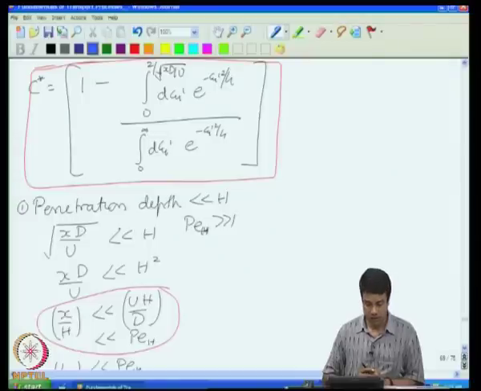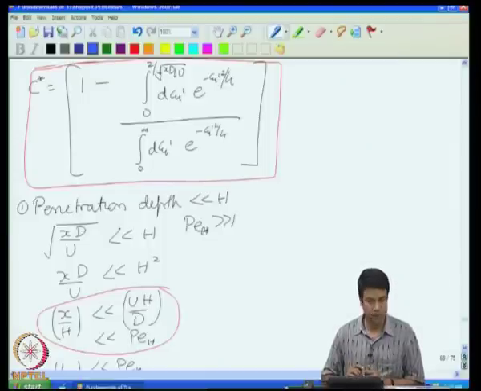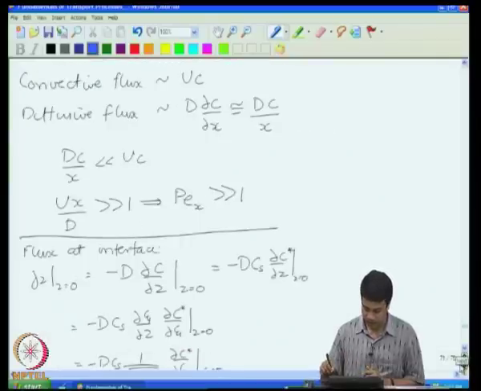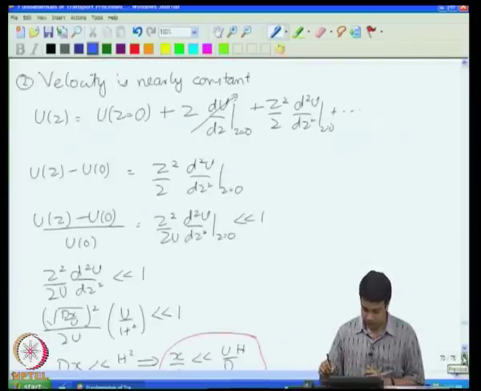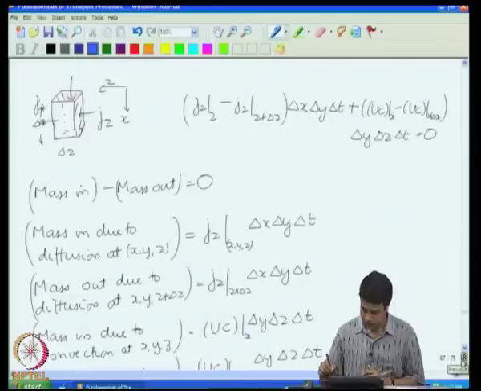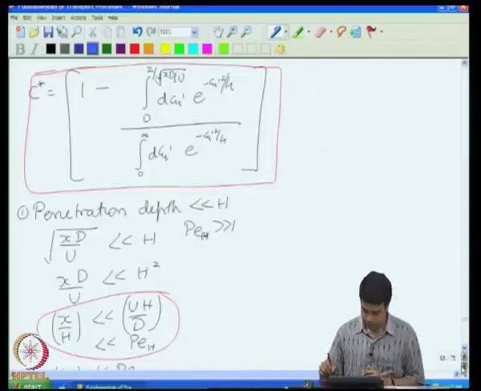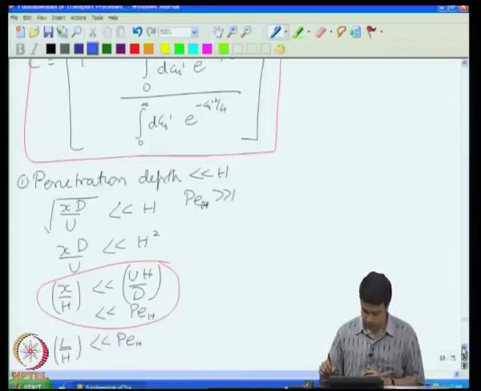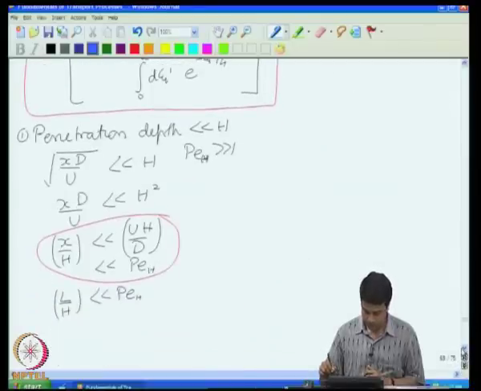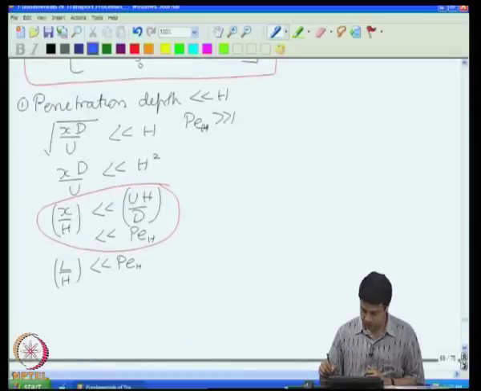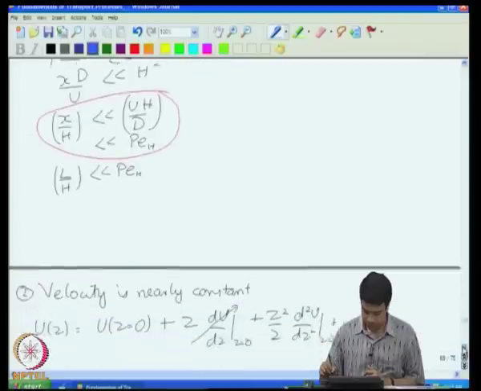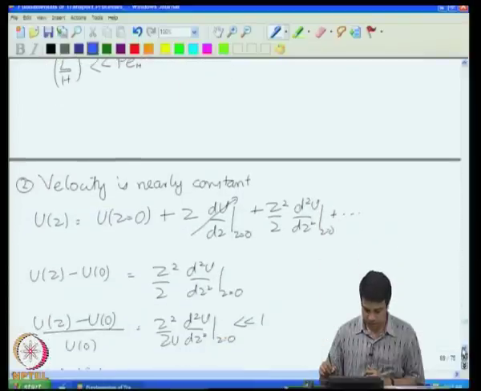Okay. Solution is valid only when this is small compared to the total thickness h, and we got the condition that x by h has to be small compared to a Peclet number, based upon h and the mass diffusivity. Okay. There was a second condition that the velocity is nearly a constant.